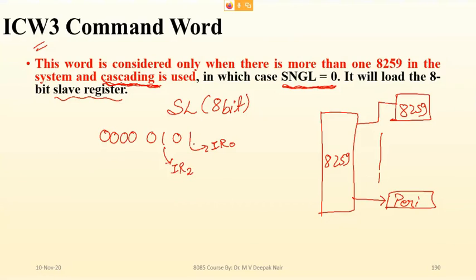Okay, these two have slaves connected in them. So IR0 is connected with a slave, we can call it slave 0. And IR2 is connected with another slave, which is slave number 2. The rest of the lines do not have any slaves connected to them. So this is what the slave register will inform us.